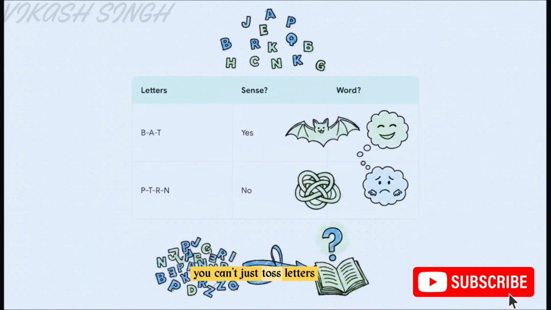Now, you can't just toss letters into a blender and hope for the best. Just throwing them together isn't enough. If we group BAT, it makes sense. Yes, it represents a real object, a bat, so it's a word. But if we randomly group PTRN, it's total gibberish. It is absolutely not a word. The golden rule here is that without sense or meaning, letters are just useless noise. A word only truly becomes a word when it is armed with a specific meaning to aid our communication.